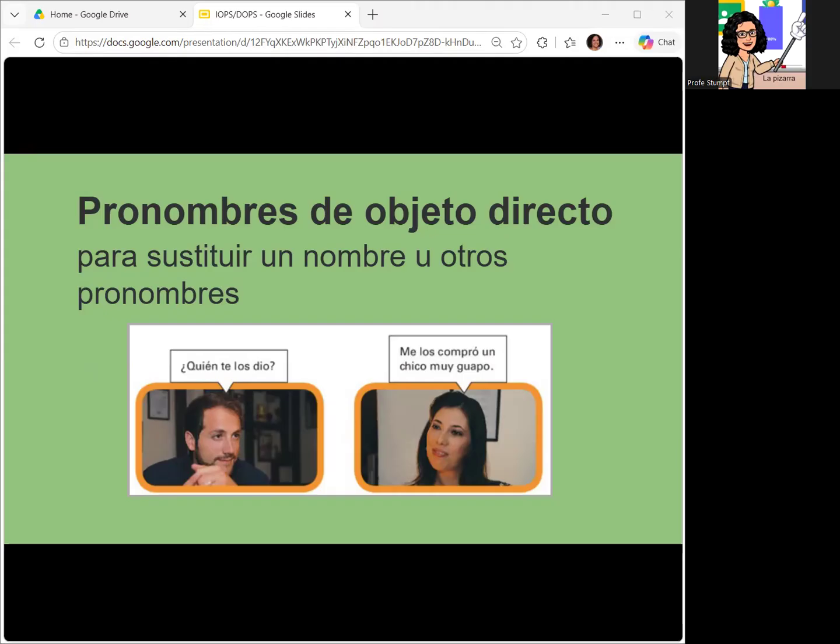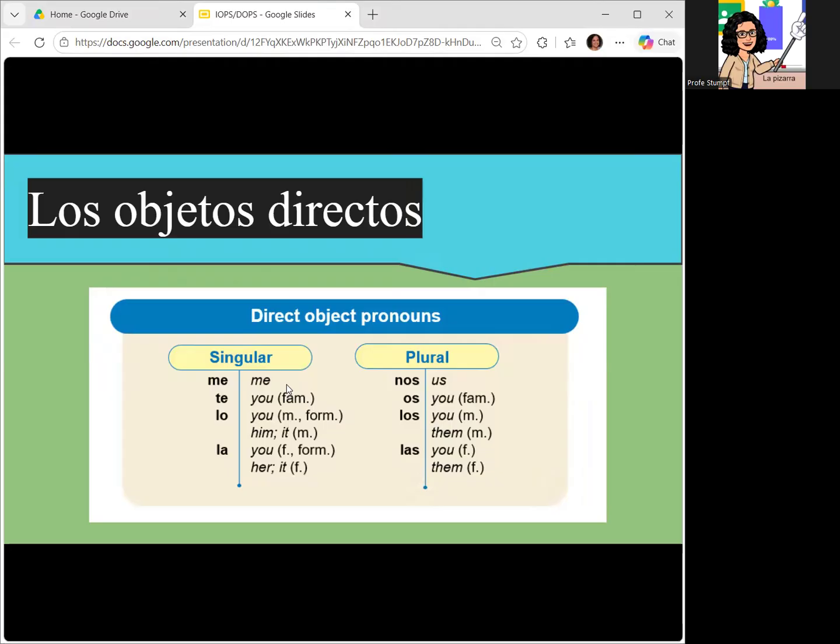Hello. In this presentation, I'm going to show a step-by-step way to help students understand direct and indirect object pronouns and eventually use them together. So we'll begin with something that students should already know, direct object pronouns. Now, remember that direct object pronouns answer the questions what or whom.